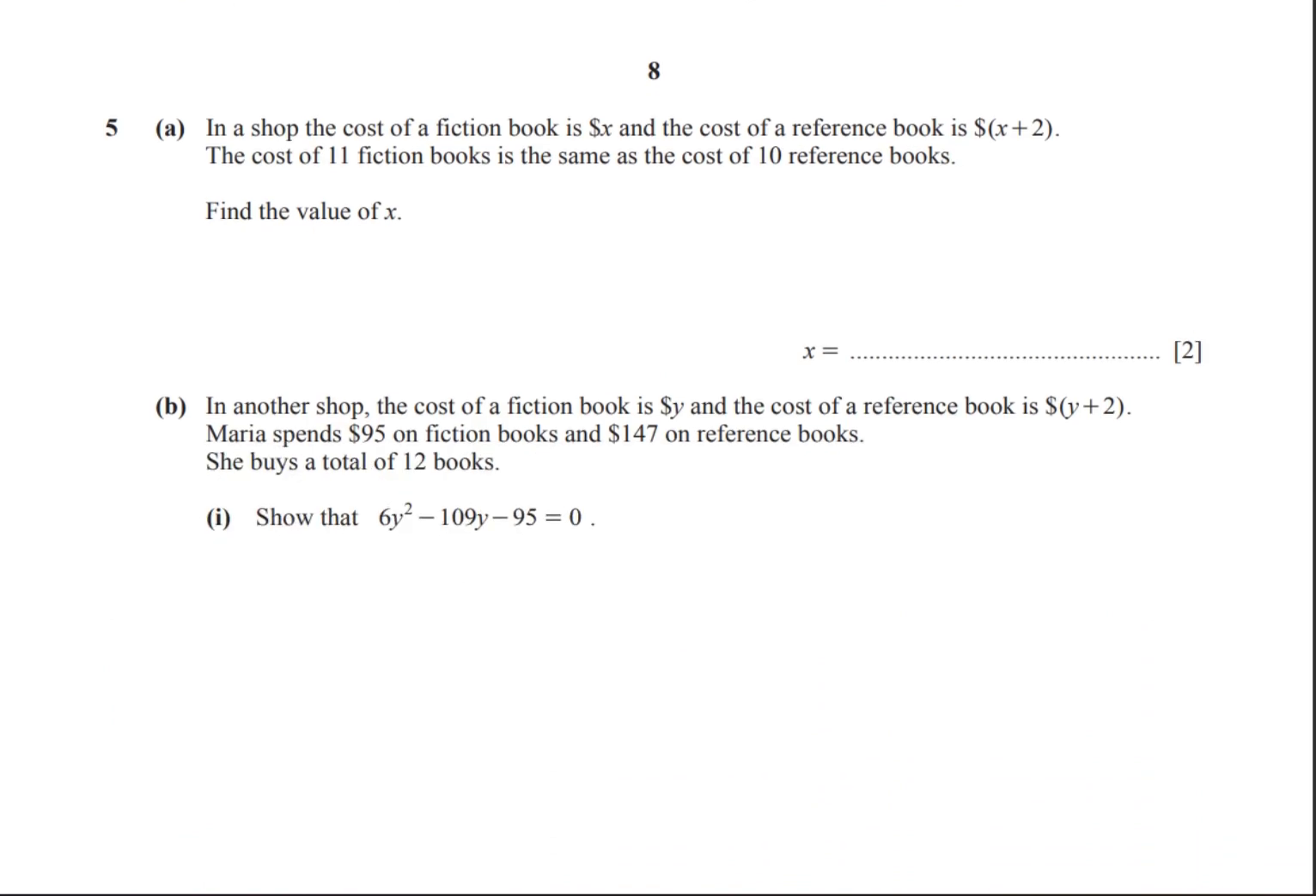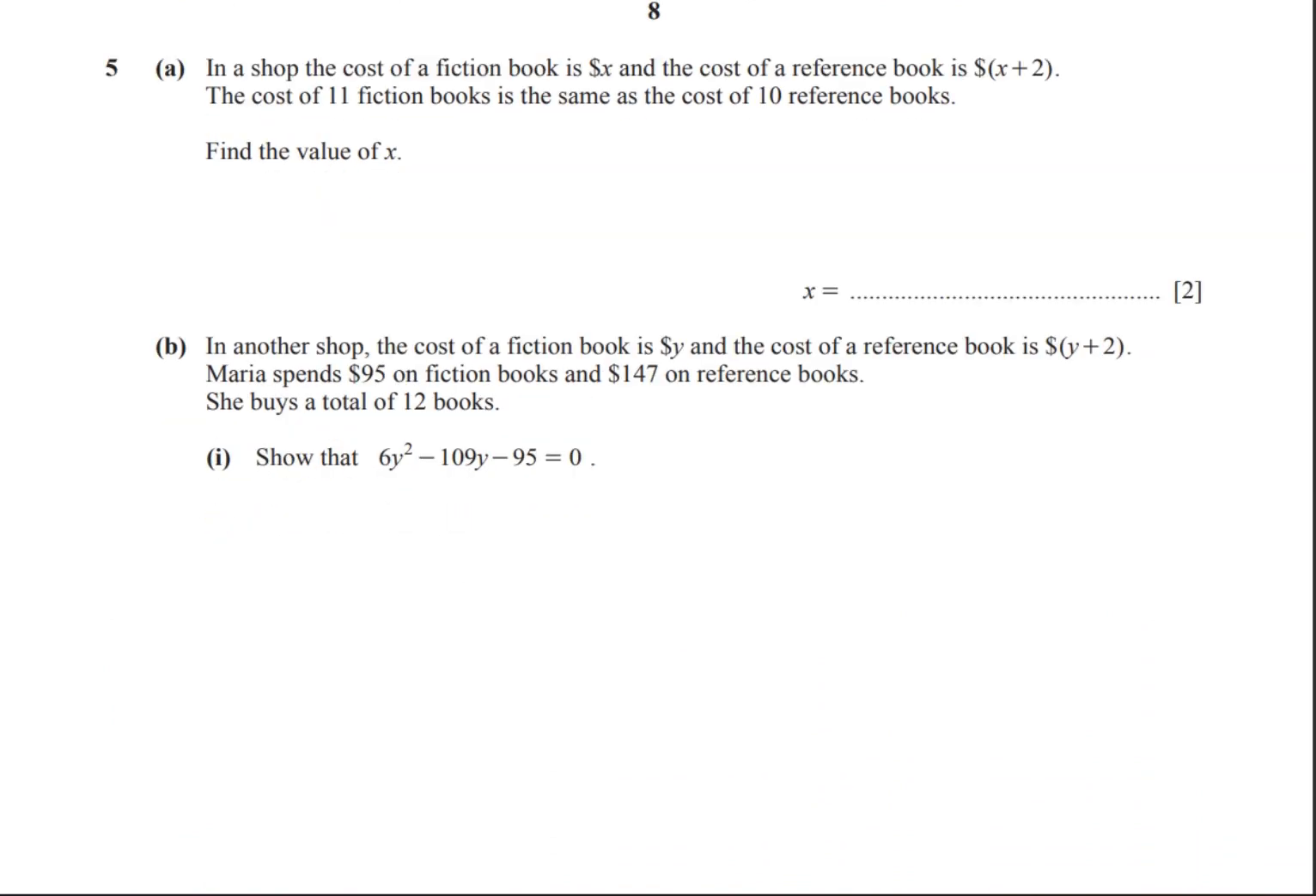For question number 5, let's read it together. In a shop, the cost of a fiction book is x dollars, and the cost of a reference book is what? x plus $2. The cost of 11 fiction books is the same as the cost of 10 reference books. The cost of 11 fiction books means the number of books you bought multiplied by the cost of one book. So 11, the number of books, multiplied by the cost of one book, is the same as, meaning equals, 10 reference books multiplied by the cost of one book, like this.